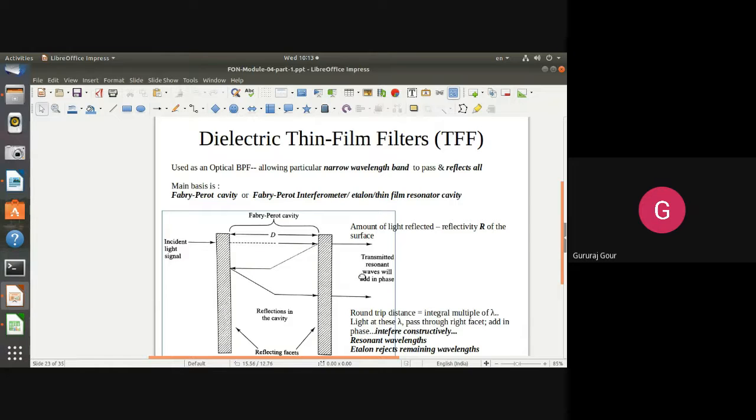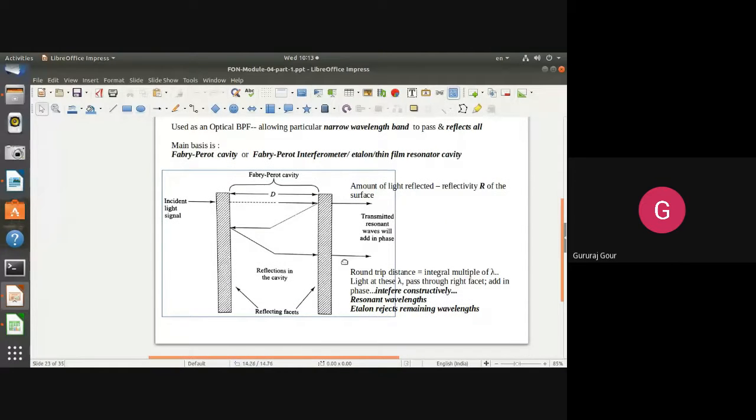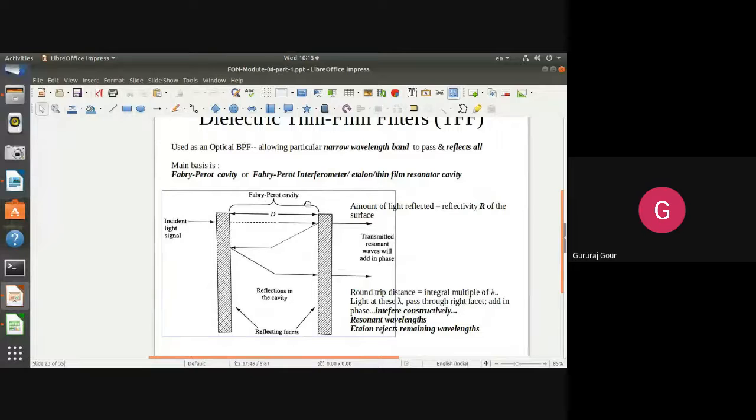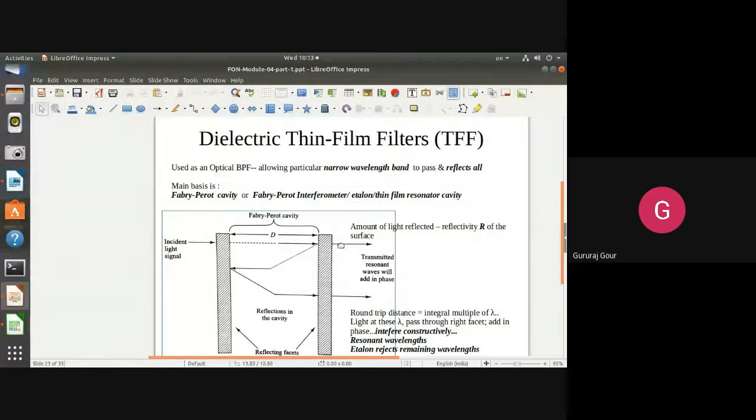Meaning the wavelength will be selectively chosen and made to appear on the surface. So that's what is known as a thin film filter, acting like a bandpass filter. A definite bandwidth of the wavelengths will be used or selected by this interference phenomenon. So coming to this one, in a similar manner, this Fabry-Perot cavity here has been used as a thin film filter.